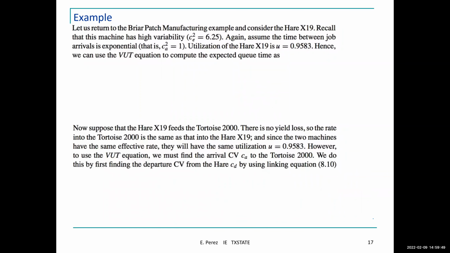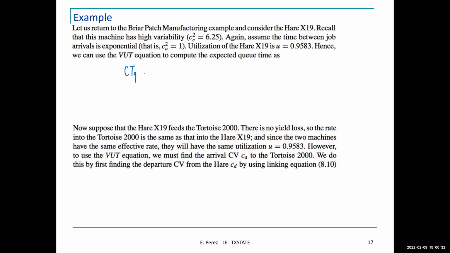So let's look at this example again and consider the Air X19. Recall that this machine has a high variability. The squared coefficient of variation for the processing time was 6.25. Again, assume the time between job arrivals is exponential, that is CA squared equals 1. And the utilization of the Air X19 is 0.95. Hence, we can use the VUT equation to compute the expected queue time as follows.